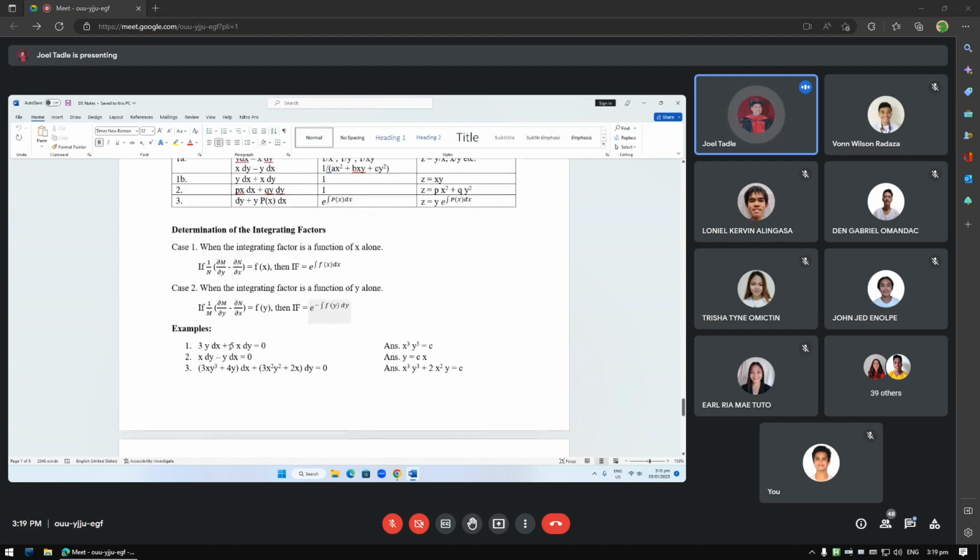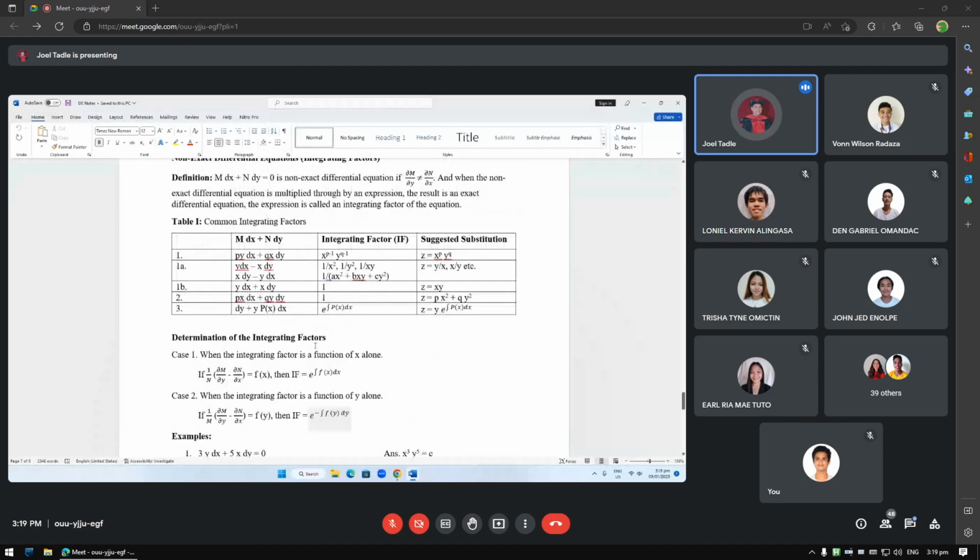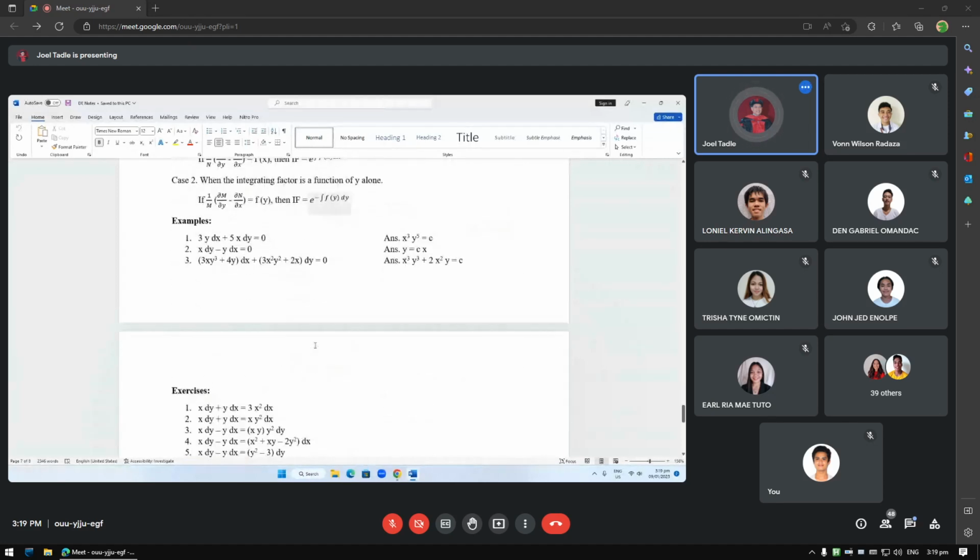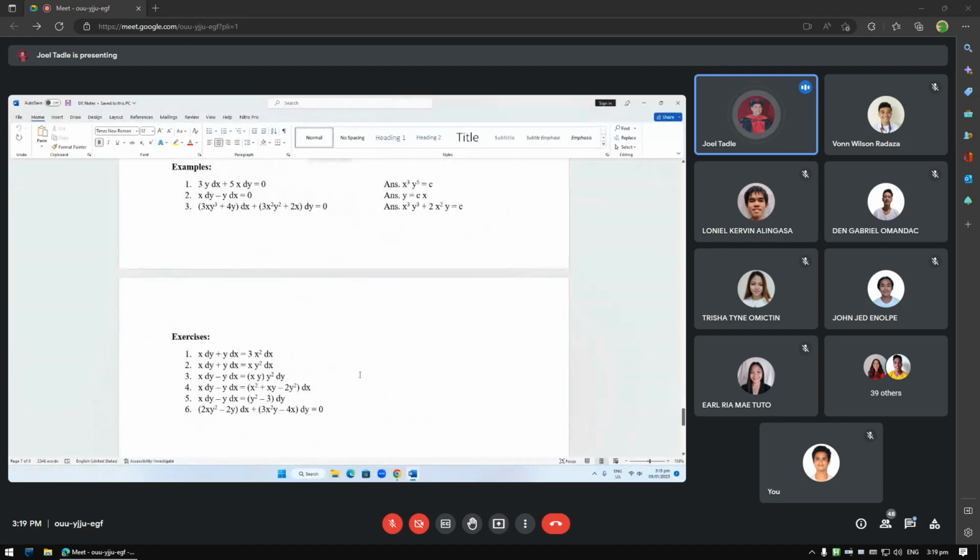So these are the examples of non-exact differential equations and the exercises. So please copy first before we discuss the examples. So this is exercise number 8, no?